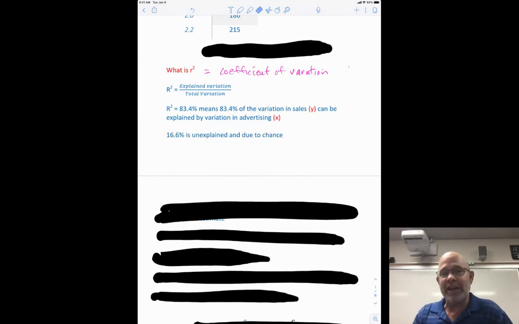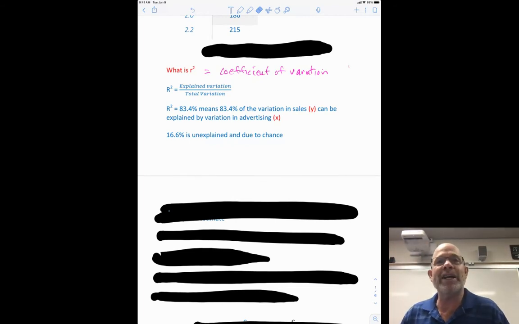Okay, the leftover is unexplained. So there's a connection between the two is the idea, but then there's other stuff going on also. And so the connection between the two is what R squared is. So it's the variation in the sales, or in the Y variable, that can be explained by the variation in the X variable. Okay, so it's just a term that you need to know. Basically, the way a question would be asked is find the coefficient of variation. Or they might say, what percent of the variation in sales can be explained by the variation in advertising? In either case, they're asking for R squared.